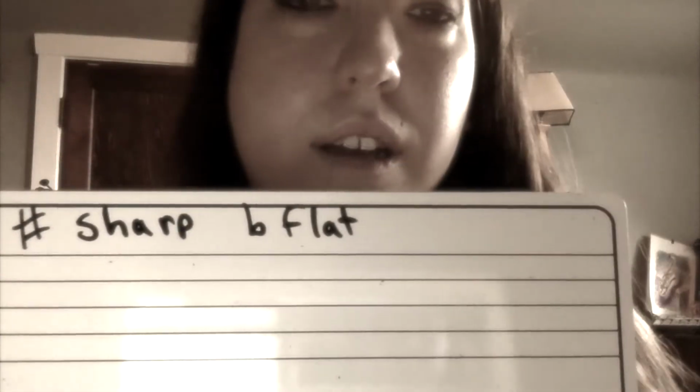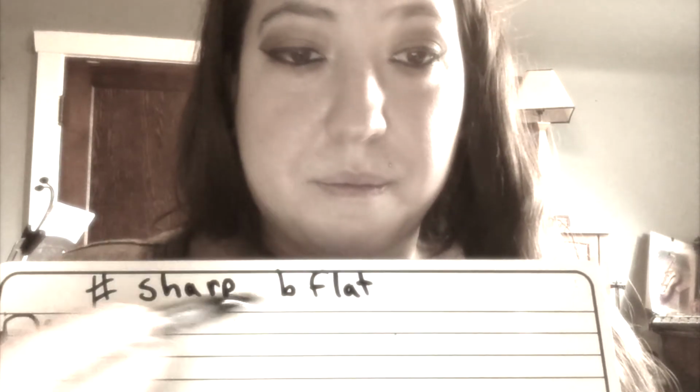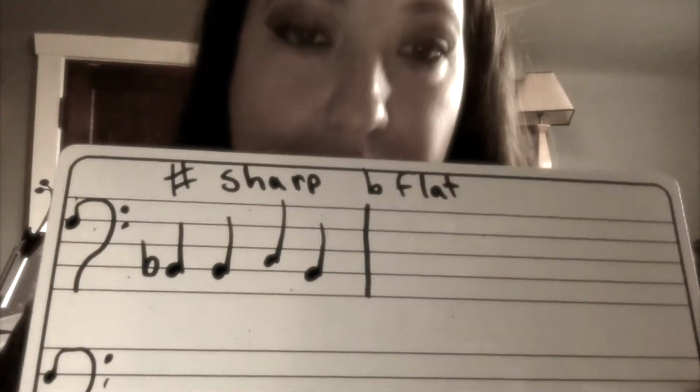We have sharps, but we also have flats. Do you remember what a flat looks like? A flat looks like that. It's sort of like a B, but maybe a little bit more slanted. So, sharps, flats. Very similarly, I'll give some examples of the flats. A bar line. So here's our first measure of flats.